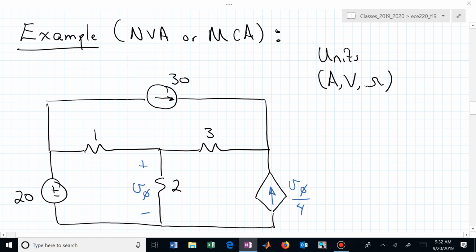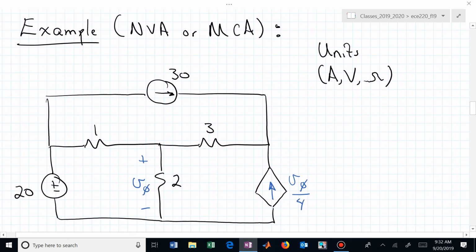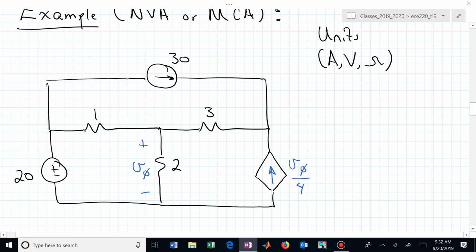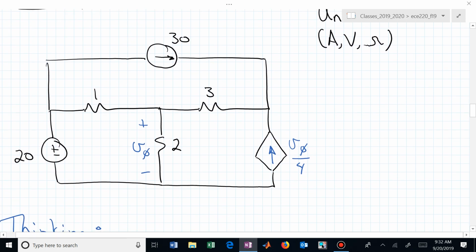Next example. This is now trying to get comfortable with being given a circuit and not told whether to apply node voltage analysis or mesh current analysis. I may not tell you what to do. You may just have to figure it out based on the circuit. The units are amps, volts, and ohms.